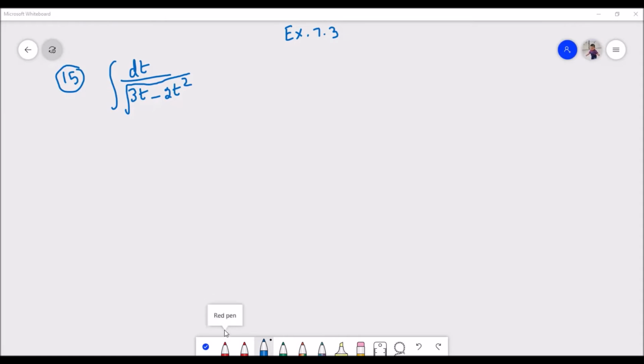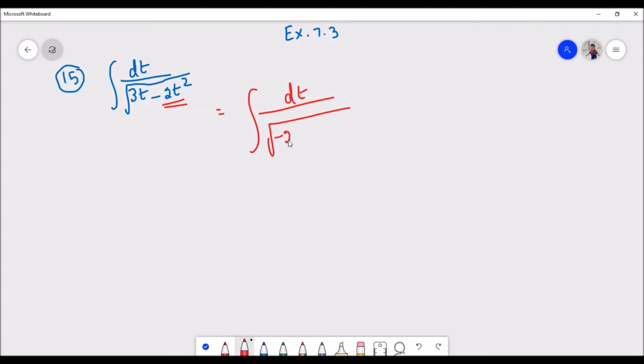Now let us solve problem number 15. Integration of dt divided by root over 3t minus 2t square. First, let us make the coefficient of t square as positive and also 1. So to do that, let us take minus 2 outside, but we can't take a negative number from the square root.